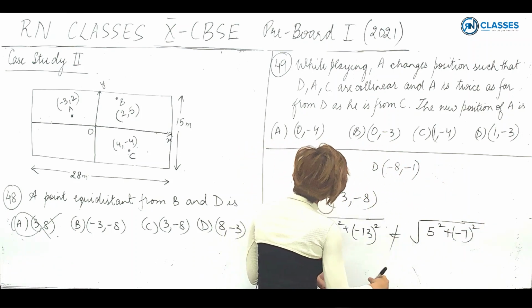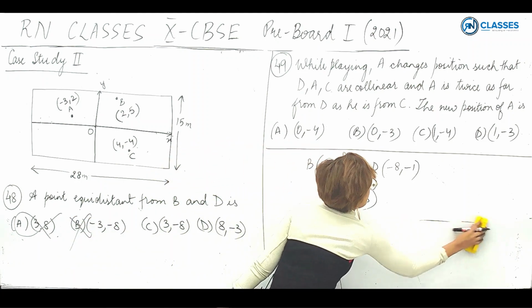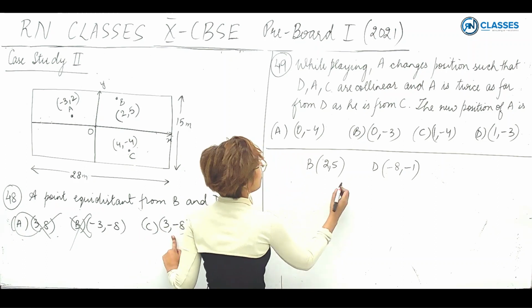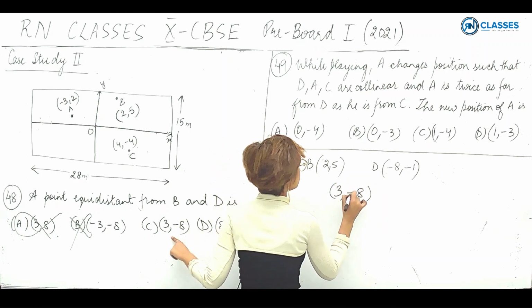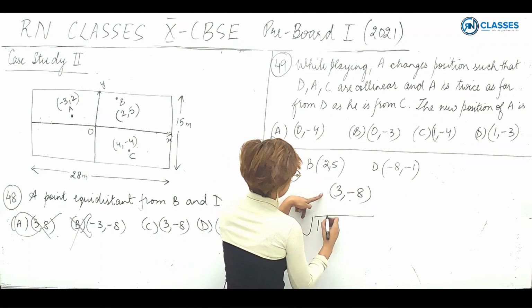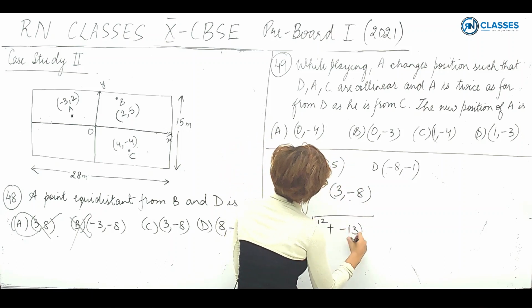Clearly, these two are not equal, so that means option B is also rejected. Next, 3 comma minus 8. Let me check for this. Find the distance between this and this. So square root of this minus this whole square, 1 square plus minus 8 minus 5 minus 13 whole square.